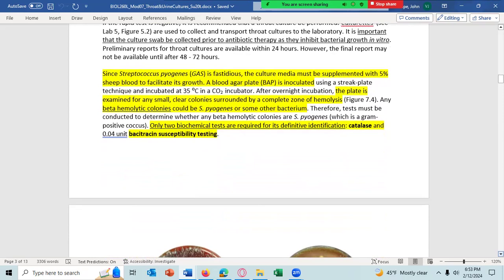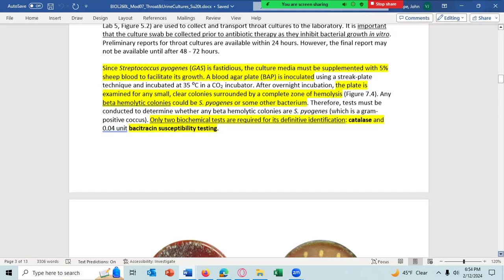Since Streptococcus pyogenes is fastidious, it needs to grow on blood agar plates, or BAP. You then grow the culture on blood agar and look at the plate. And if you see small white colonies with a clear region around the colony, that complete zone of hemolysis called beta hemolysis, that's likely to be Streptococcus pyogenes.